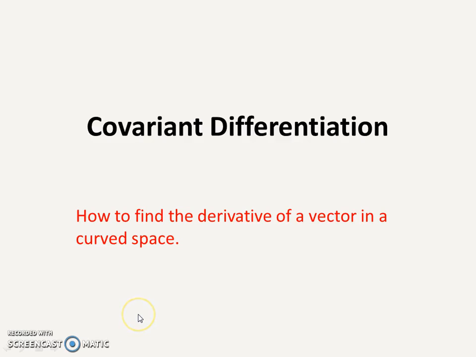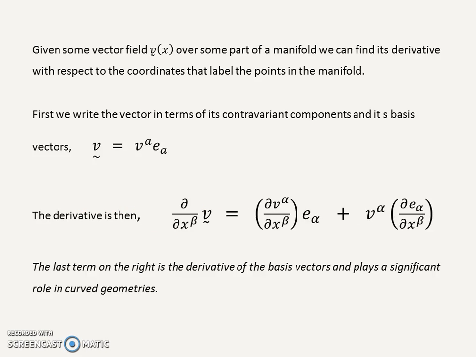This video looks at covariant differentiation, in particular finding the derivative of a vector in a curved space. Let's say we're given some vector field over some part of a manifold. We can find its derivative with respect to the points in the manifold if we first begin by writing it out in its component form, its contravariant components, and its covariant basis.